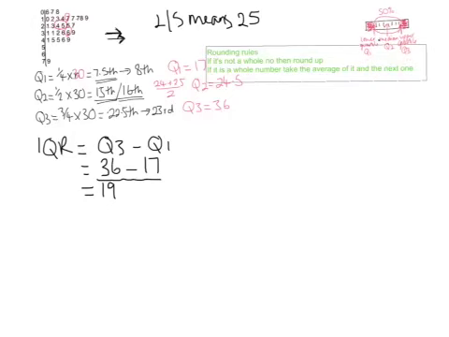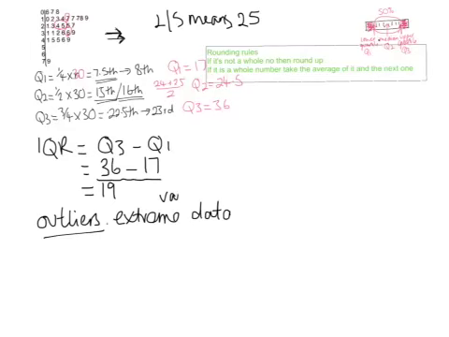So now what we're going to do is have a look for outliers. In order to calculate outliers, let's first of all think what they are. An outlier is an extreme value in the data. Something that's really big or something that's really small. And you can probably guess, looking at it, that 79 is probably looking a little bit like an outlier.